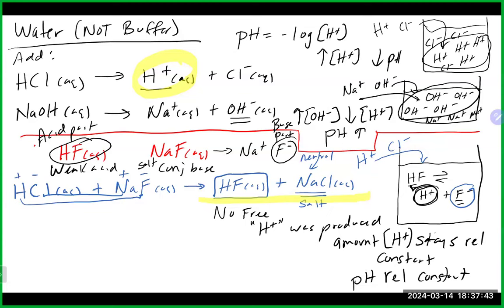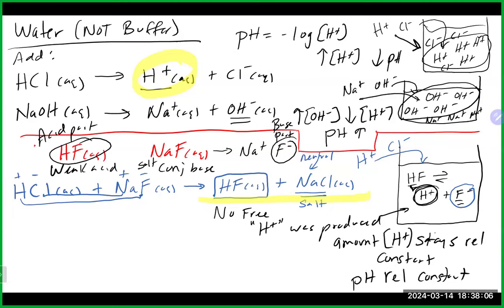But again, you will not see a giant jump in pH because unlike what happened here when we added it to water, we generated a lot of H plus. Here, we pretty much have the same amount of H plus we started with, and that's how it's able to maintain basically the pH when we add a strong acid to it. Any questions on that there?